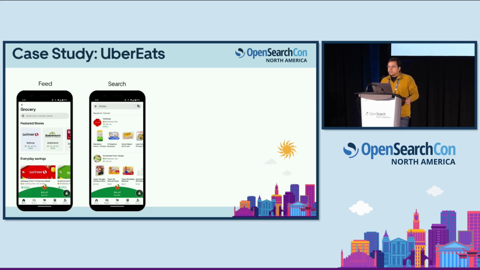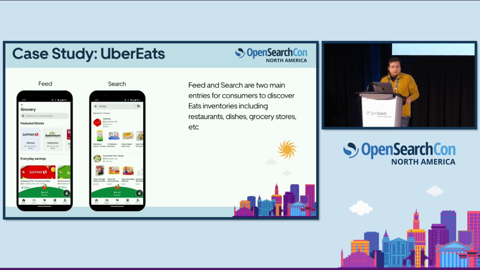I'll start with a case study about Uber Eats, and I'll walk you through how we solve some of the complex problems that we have. As you know, Uber Eats has two main entry points, which are feed and search. This is for consumers to discover several inventory types, like restaurant dishes, grocery stores, grocery items, offers, and so on.